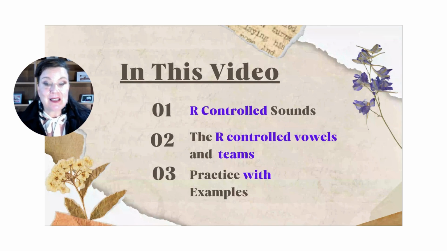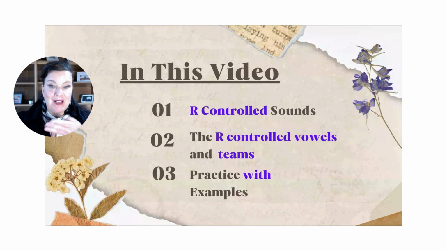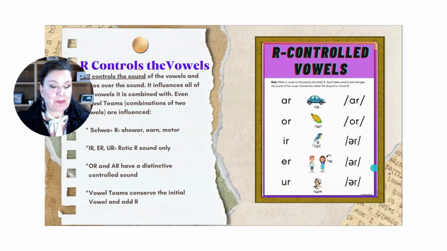This R sound is a really influential sound because of its strength, because of the position of this rolled tongue and this kind of tightened jaw or smaller jaw. When we add this sound to vowels in the American English, it's going to change the sound of these vowels. Let's take a look at that. So we call these R controlled vowel sounds, and it controls the vowels and takes over the sound. It influences all of the sounds, even in combinations.